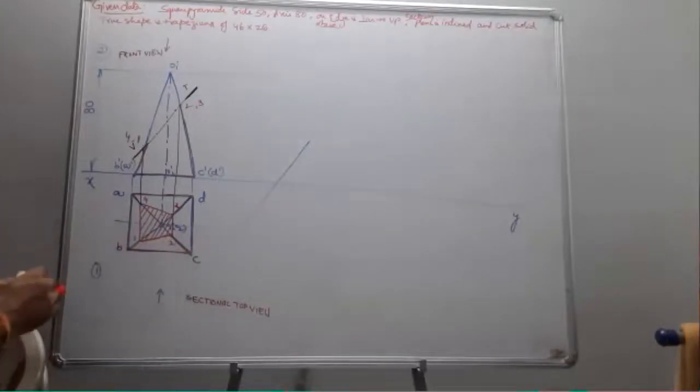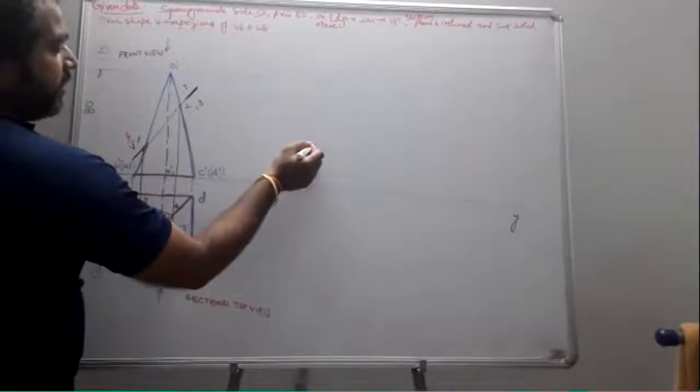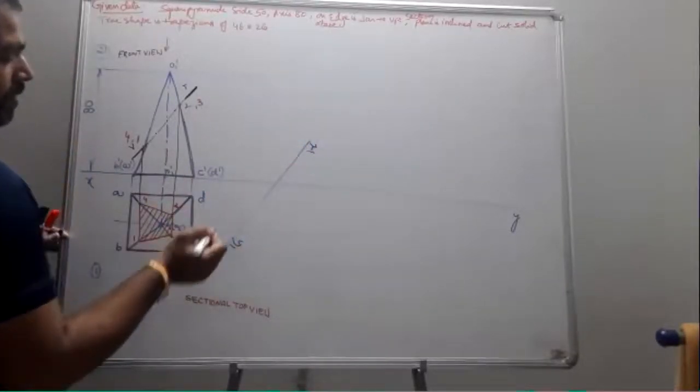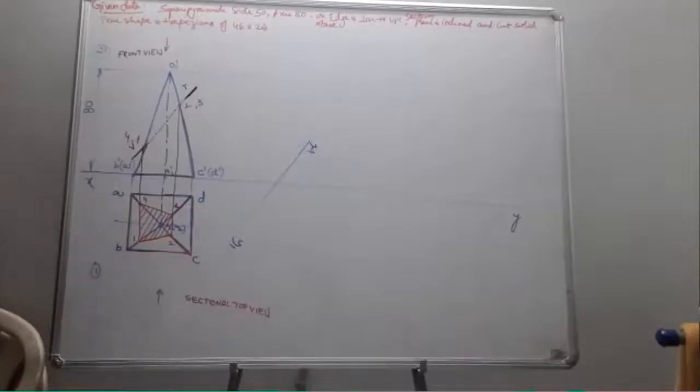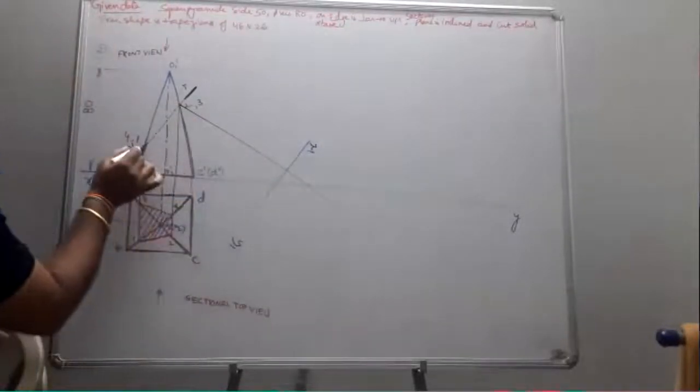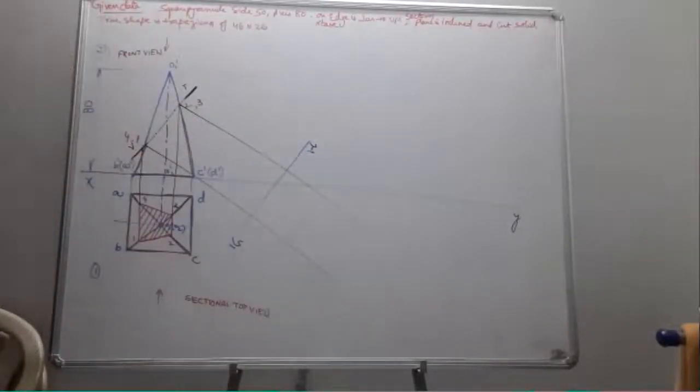So this becomes my new reference line, x1, y1. From here, I just draw the perpendicular projectors from all the points. So that means this was the point, and from here it is going to be obtained. Okay. Now what is going to be the next step?